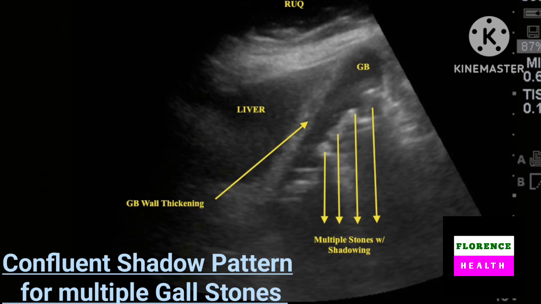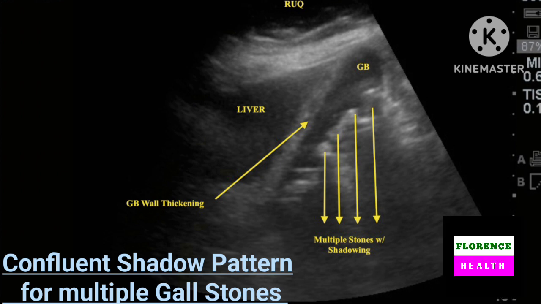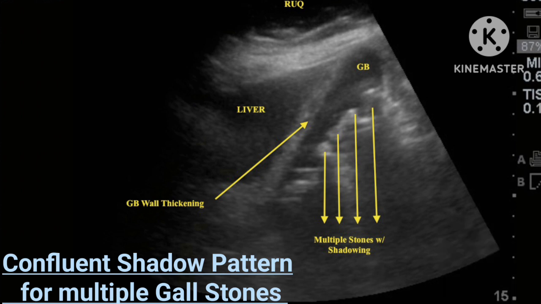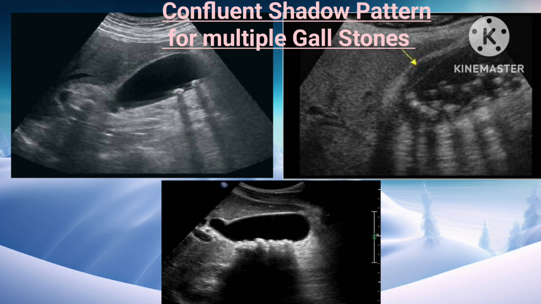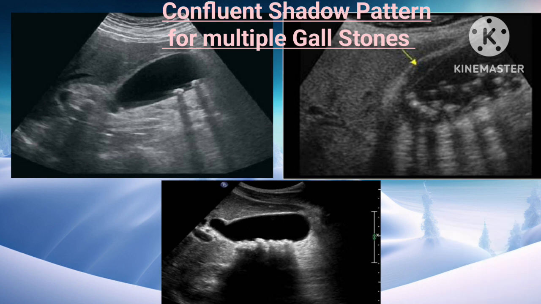Let's discuss what is confluent shadowing. What is the meaning of confluent shadowing? As the name suggests, there occurs confluence of the shadow which is formed just posterior to the gallbladder stones. Due to the presence of multiple stones inside the gallbladder, it shows confluence of the shadow just posterior to the stones. The slide shows multiple gallstones having a confluent shadow pattern.